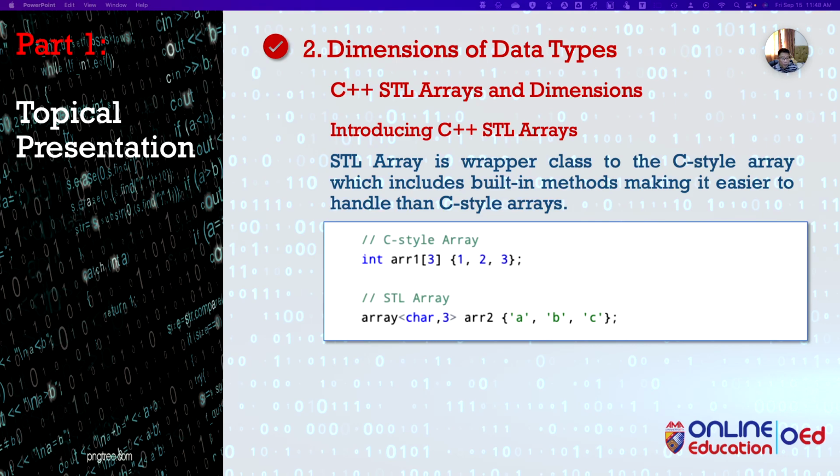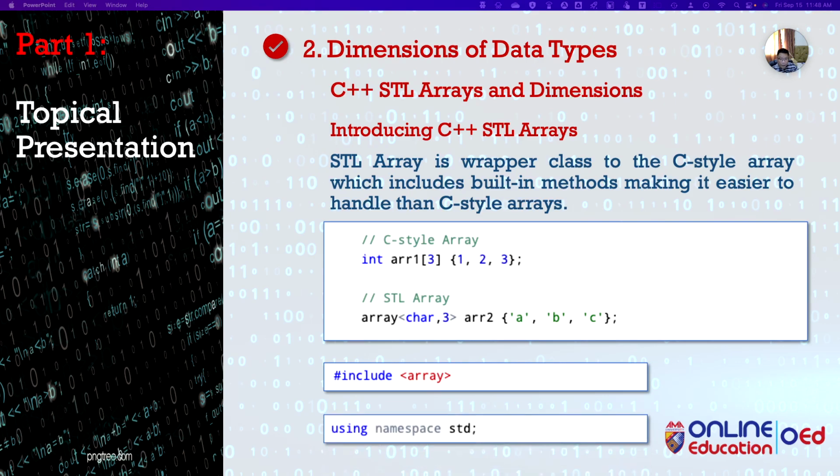As you can see, they both can be initialized using uniform initialization that we have discussed before. However, since STL arrays are not part of the original C language, you have to include the array header, #include <array>, and you have to specify that the array class is inside the std namespace.